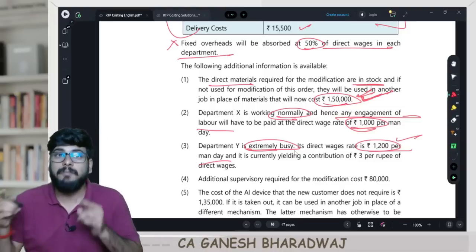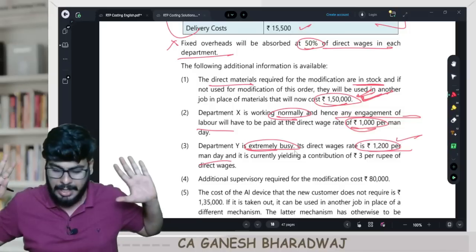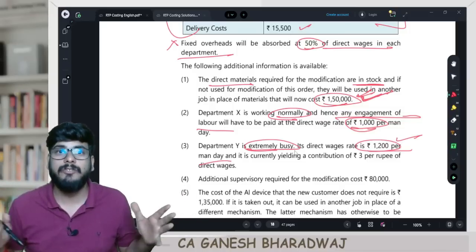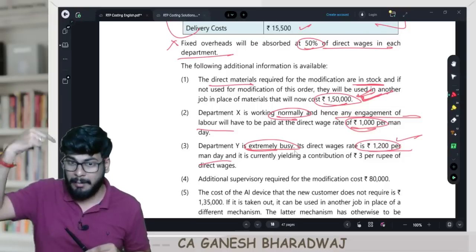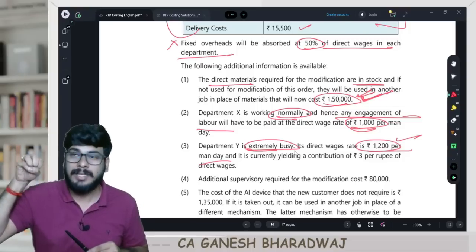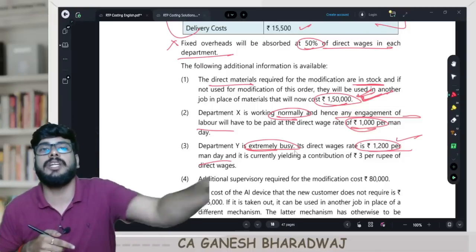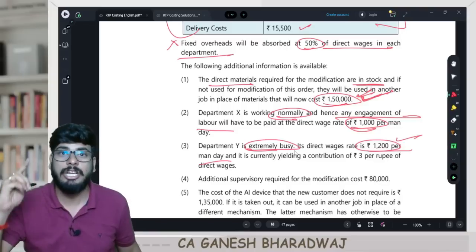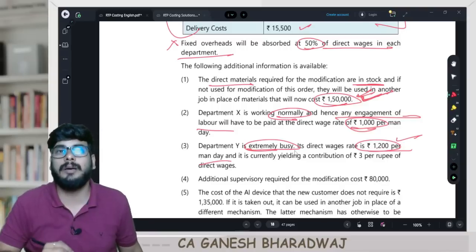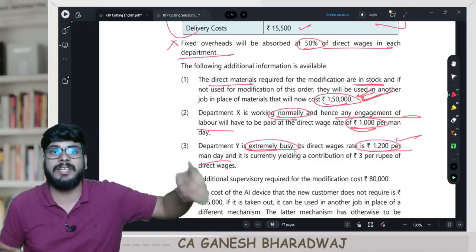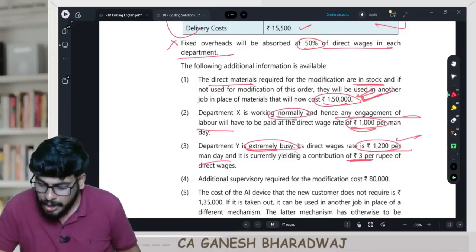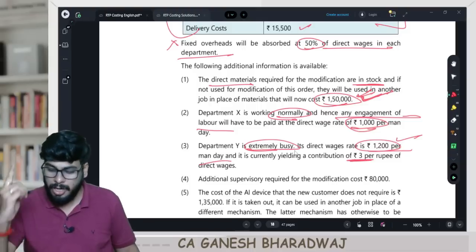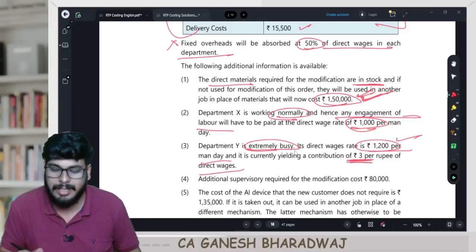What happens? Because of this, all my staff are busy in department Y. There is no idle labor, which means I will have to take a laborer who is working on some other project. I am taking it from that other order and putting it in this particular job order. Are you clear with this? So because I'm doing that, I am not only incurring extra labor cost, but I am also losing out 3 rupees of contribution per rupee of direct wages. Are you clear with this?